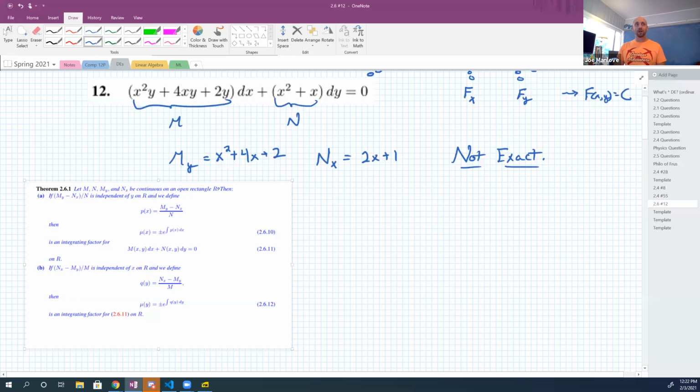So first I should just check the continuity. Are M, N, M_y, and N_x continuous? Yeah, they're polynomials. Check. Okay, then I need to calculate M_y minus N_x over N. So I'm going to take M_y minus N_x and divide by N. And I'm thinking P of x, maybe, is this. So for M_y, I got x squared.